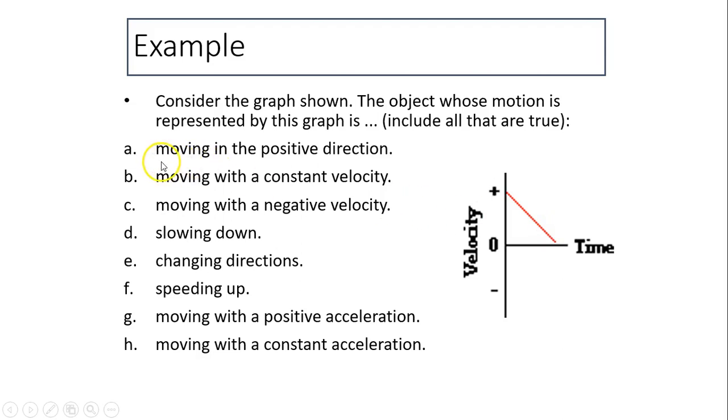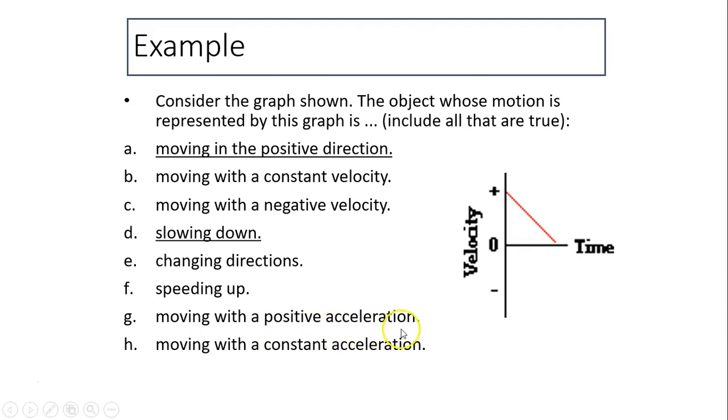So let's see. Is it moving in the positive direction? Yes. How do we know? Because velocity is positive. Is it moving with constant velocity? No. Velocity is getting smaller and smaller, approaching zero. Is it moving with a negative velocity? No. Velocity is above zero, it's positive. Is it slowing down? Yes. Is it changing direction? No, because it did not cross the horizontal axis. Is it speeding up? No, it's getting smaller and smaller.